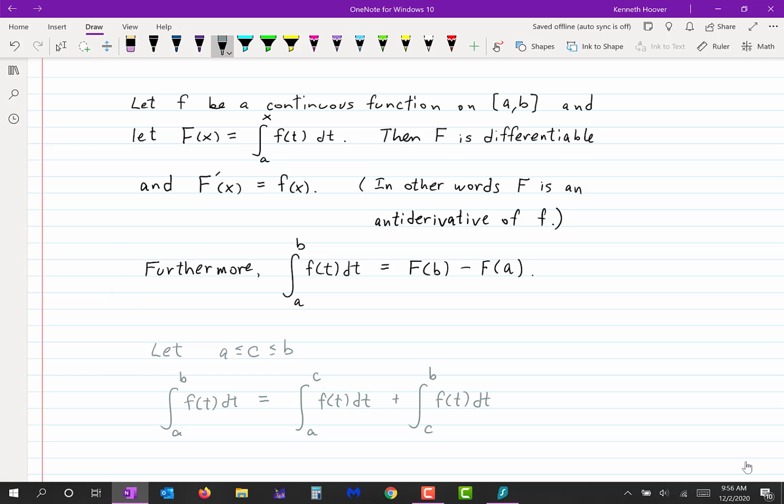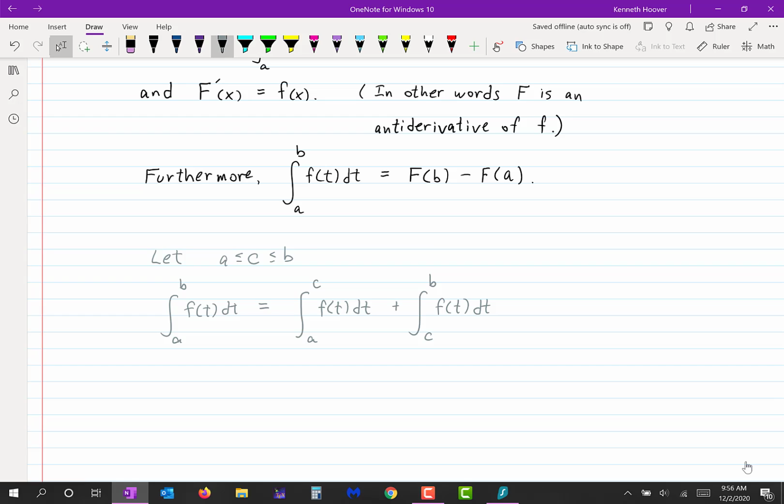Okay, and one other thing, on that first integral there, I'm going to swap the limits of integration, and I'm going to write c on the bottom and a on the top. What does that do? That multiplies the integral times a -1, so I get a negative sign in front. Okay.